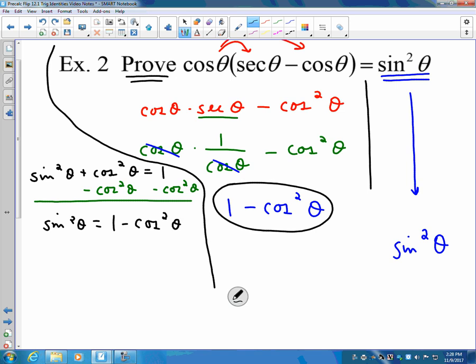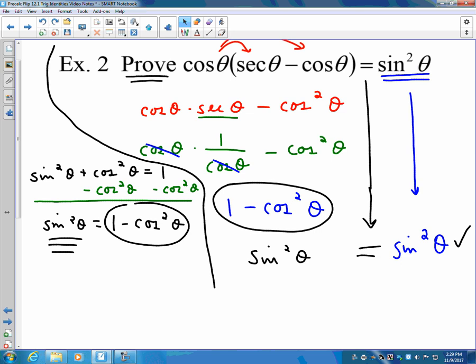I get 1 minus cosine squared theta. Look at what 1 minus cosine squared theta equals. It equals sine squared theta, doesn't it? So I can come down here and say, okay, this is the same thing as sine squared theta. Bring down this equal sign, right? And guess what? The left side and the right side equal the exact same thing.